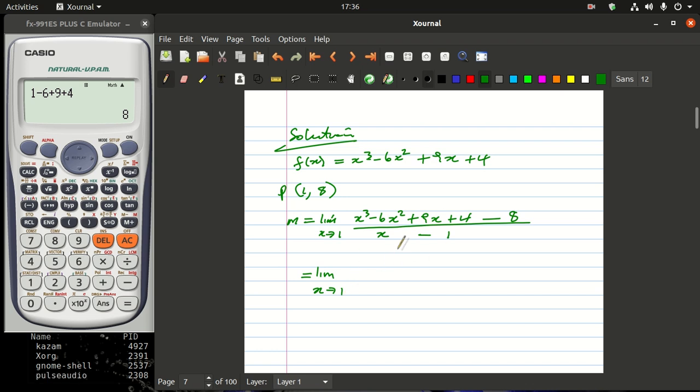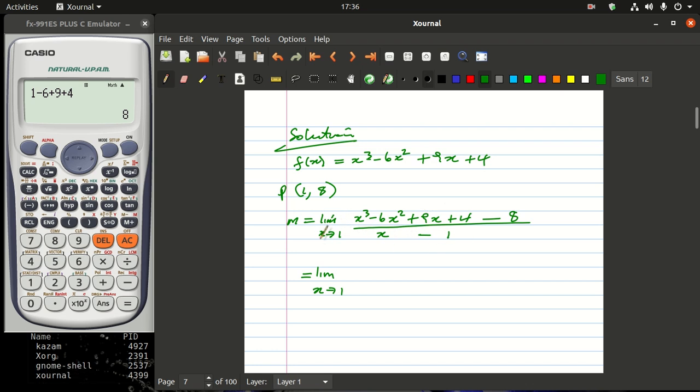Let's look into this. If I were to plug in 1 here, if I plug in a 1, I will end up getting a 0 in the numerator. Plug in a 1, I will get a 0. 0 over 0, which means that this is going to be undefined. But take note of this.